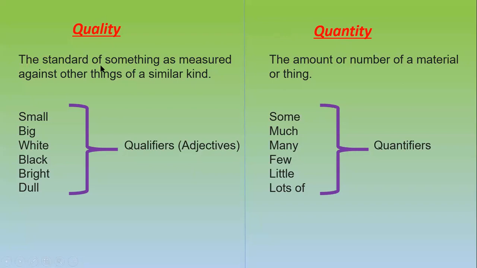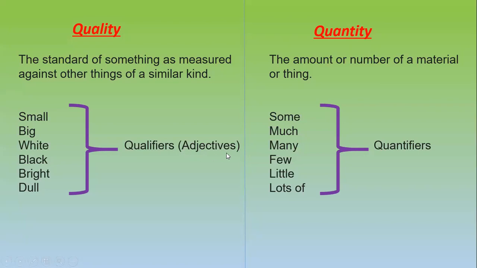What is quality? The standard of something as measured against things of a similar kind. This is called quality, and the words which are used to qualify something, or to tell us more about something, or to modify anything, the nature of anything, the standard of anything, like small, big, white, black, bright, dull, and there are many more words. We call these words qualifiers or adjectives.